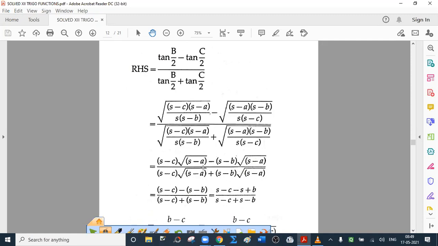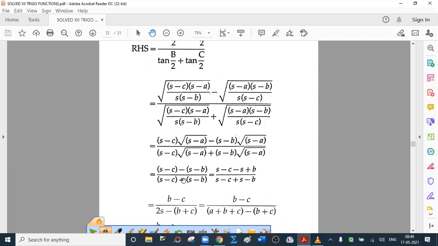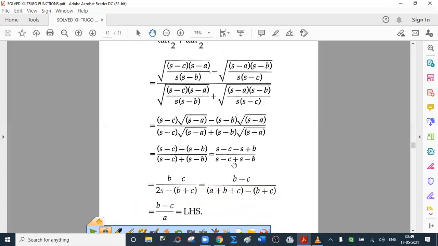Root (s minus a) is not equal to 0. So cancel that to get this (s minus c minus s plus b) upon (s minus c plus s minus b). So what remains is (b minus c) upon 2s minus in bracket (b plus c). But what is 2s? Perimeter of triangle, sum of the lengths of all three sides, that is a plus b plus c. So it is (b minus c) upon (a plus b plus c) minus in bracket (b plus c). Open the brackets to get (b minus c) upon a, which is nothing but left hand side.